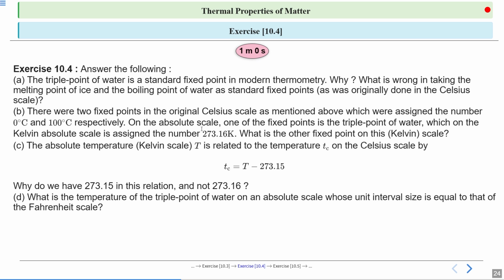On the absolute scale, one of the fixed points is the triple point of water, which on the Kelvin absolute scale is assigned the number 273.16 Kelvin. What is the other fixed point on this Kelvin scale?